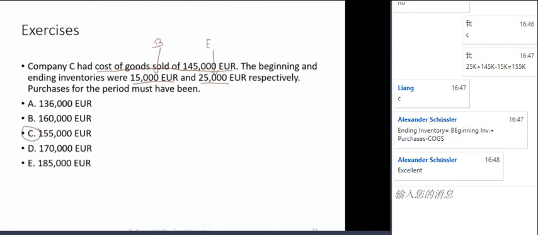It's 25K plus 145K minus 15K equals 155K. Okay. Oh, sorry. Plus. Yeah. So C is correct.